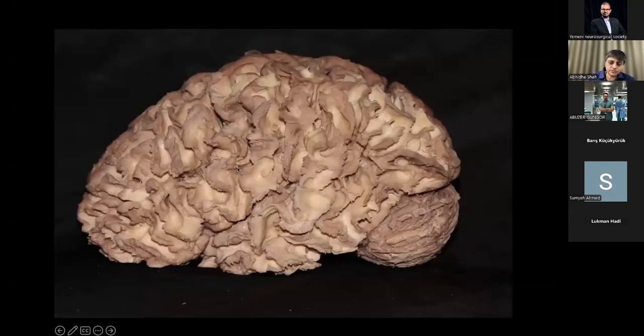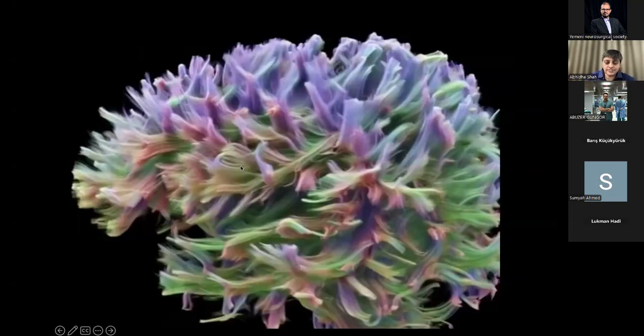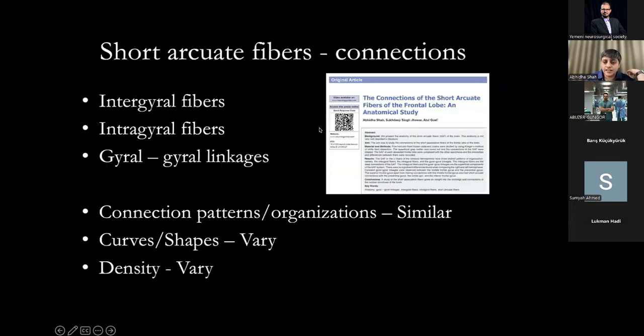Now I've removed the first layer. So I've removed the cortex from the surface and in the depths of the sulci. And you see the first layer of fibers, that is the short association fibers or the U fibers. So this is how it looks from a lateral perspective in a 7 Tesla MRI image. You see how innumerable these connections of the short arcuate fibers are, and they connect lots of portions of the gyri to each other. We have recently published a paper studying the connections of the short arcuate fibers of the frontal lobe, and I'll show you in an image how many different fiber connections there are.